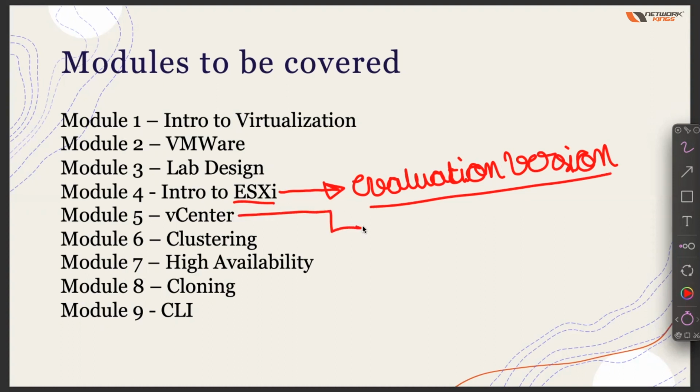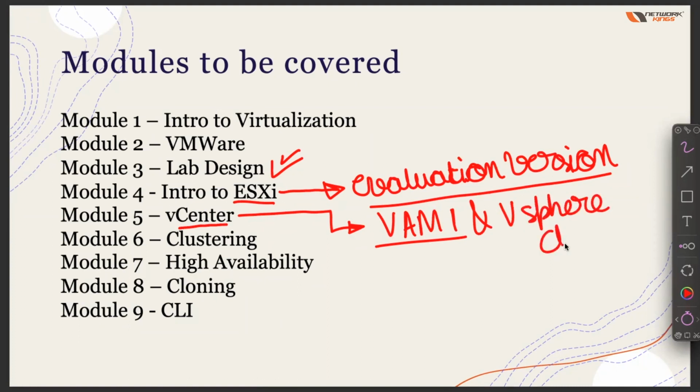Then, because in a data center, there will not be just one server, there will be multiple servers, right? Since there will be multiple servers, how do you manage those multiple servers? That is through a component known as vCenter. So here we are going to study two things, WAMI, and vSphere client. So we have to understand how do they work, which ports they run on, which applications are required to run them. Like here, we are going to work with something known as a virtual appliance.